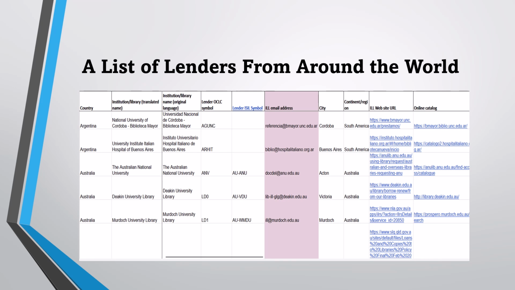Now let's dive into the toolkit and discover what tools are available there. First, the number of lenders. To date, the toolkit has more than 300 international lenders and about 70 US lenders, for a total of nearly 380 lenders from around the world.